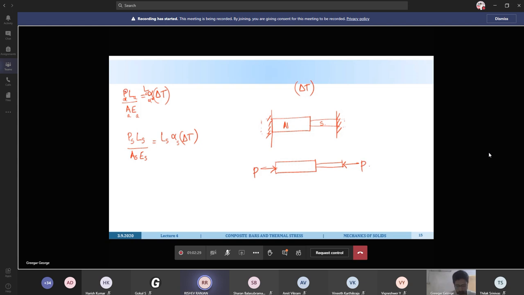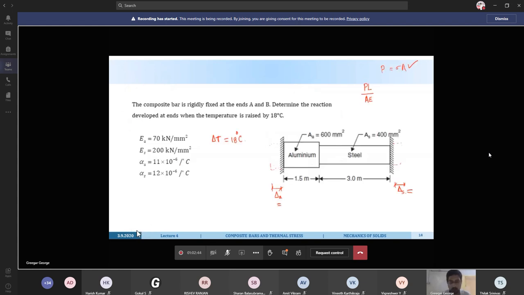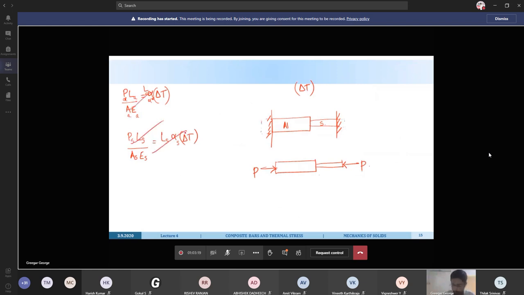But still, how can you calculate PA and PS here from this expression? Sir, if we will equate. No, we cannot equate anything. Okay, I will tell it now. In the previous case, when we apply an increase in temperature, there will be an elongation in the aluminum part, which is represented by delta A here, and an elongation in the steel part. So we can calculate delta A and delta S, which is alpha A into length into delta T. So the total elongation will be delta equal to delta A plus delta S.